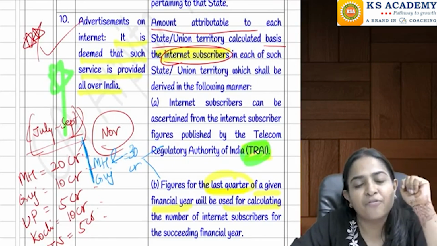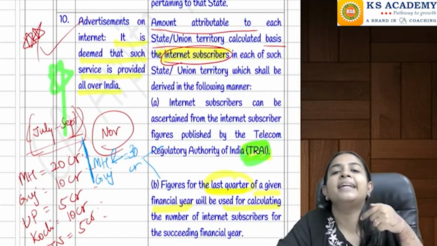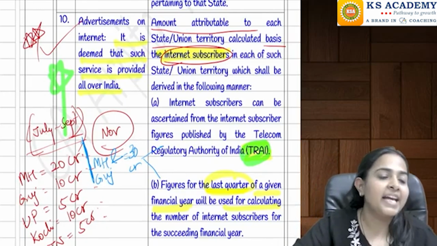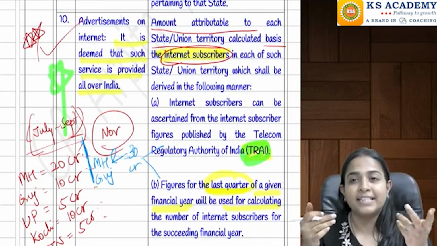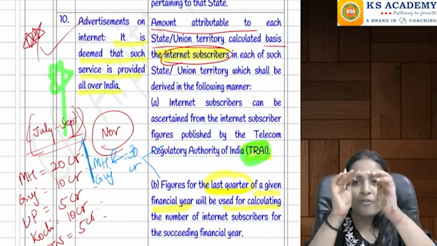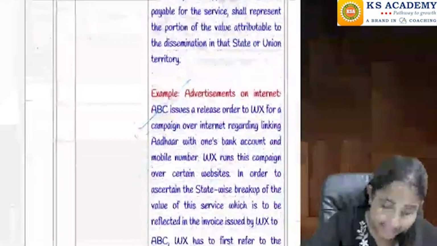Ma'am, which day's figure will we take? You will take the figure of the last quarter for determining the proportions for the current quarter. And again, if TRAI gives you a region-wise figure and that region involves more than one state, say TRAI is giving you the figure for Maharashtra and Goa together, and if I want to do the bifurcation, do it on the basis of population of the latest census, right?